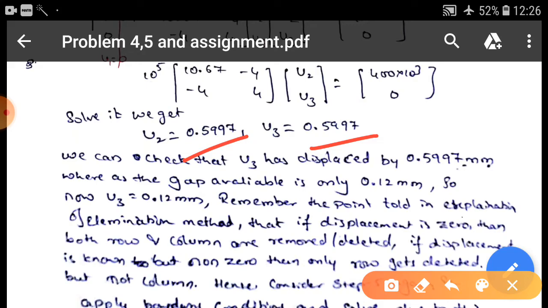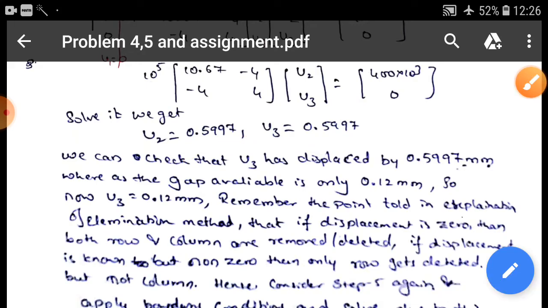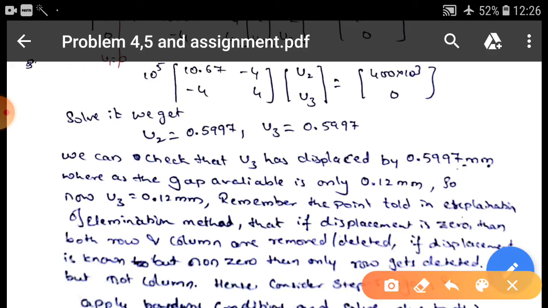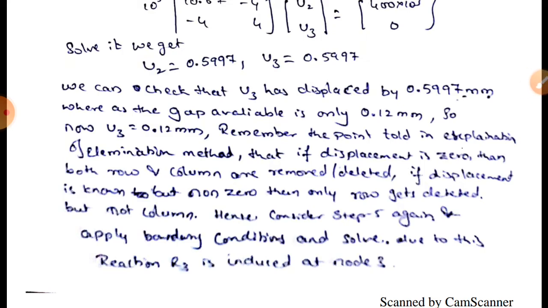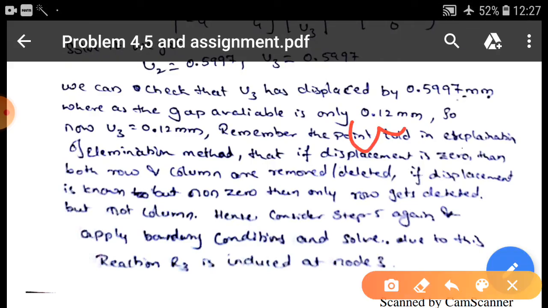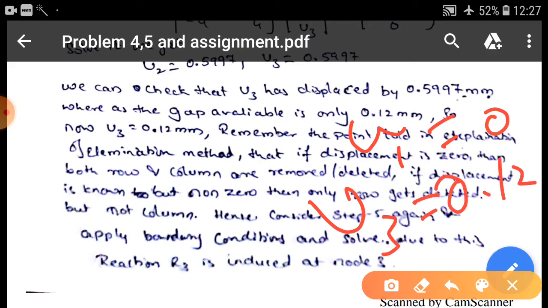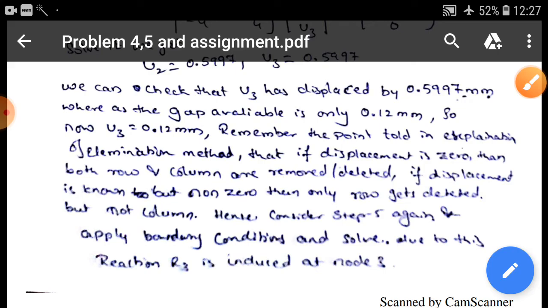What has happened? In the first section the stresses are generated, and the second section has simply moved. See here, this u3 is greater than the gap available; it can only move by 0.12. If it is greater than 0.12, it hits the wall and reactions are generated. Now we need to say that u3 is 0.12 and u1 is 0, so our new and final boundary conditions are u1 is 0 and u3 is 0.12.